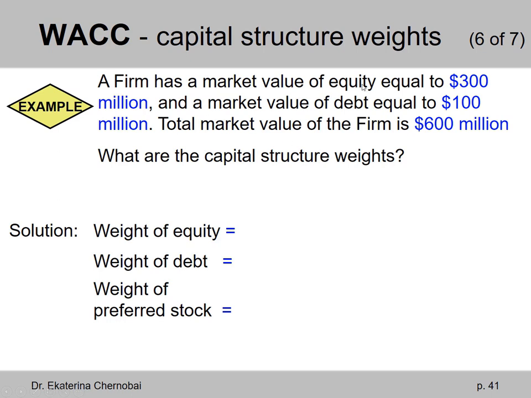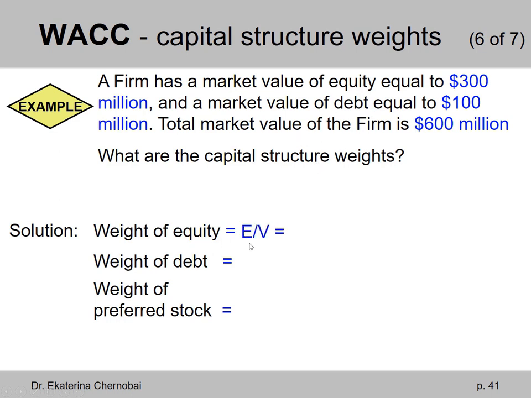We are given market value of equity. We are given market value of debt. Looks like we are not given anything about preferred stock. Does it mean we don't have any? Actually, we do. Because if you add up equity and debt, 300 million and 100 million, you will get 400 million. That doesn't match the total market value of the firm, which is 600 million. So there's another 200 out of 600 million that equity and debt do not reflect. And that must be the preferred stock value.